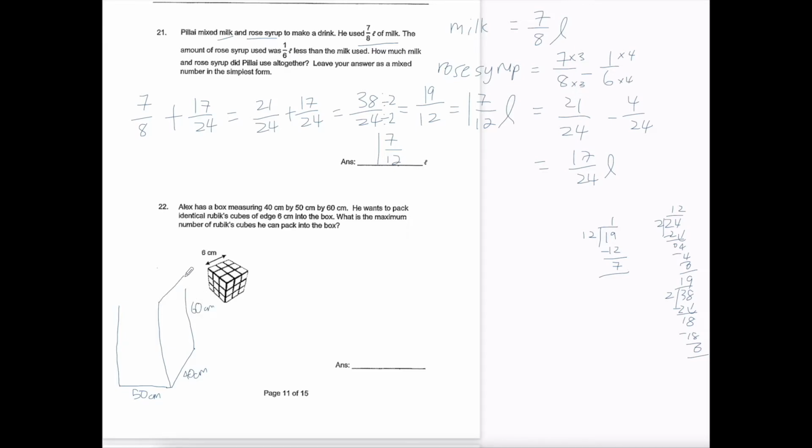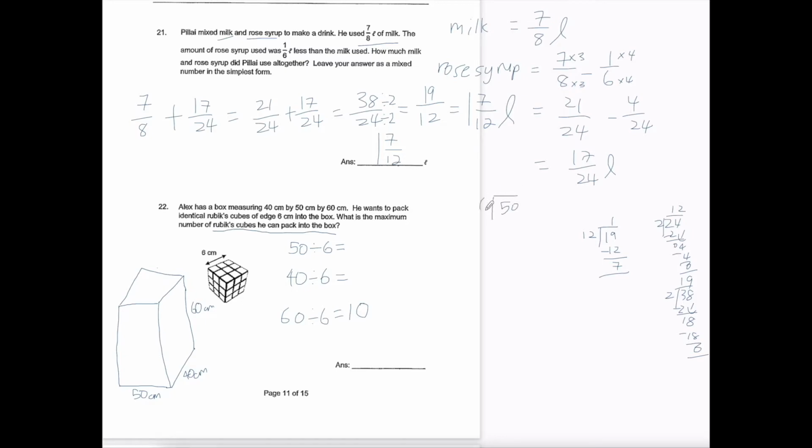What's the maximum number of Rubik's Cubes he can pack into the box? So for this length, I can take 50 divided by 6 to find out how many cubes I can put here. Then for the breadth, it's 40 divided by 6 to find out how many I can put, and the height is 60 divided by 6. 60 divided by 6 is just 10, so I'm just going to put 10. This one I need to do working.